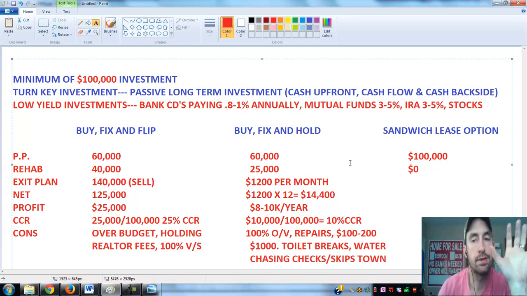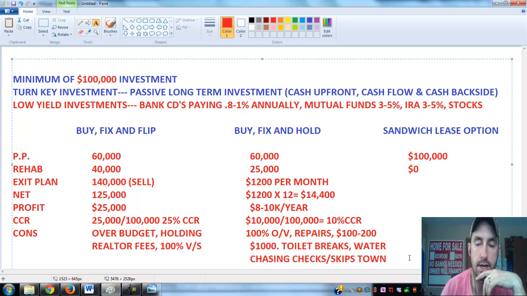All right, one of the things that I want to explain is a sandwich lease option. What a sandwich lease option is, is basically a back-to-back lease option. So you're going to control it with a lease option, and then on the back side you're going to lease option it out as well, then you're going to collect the spread in between.